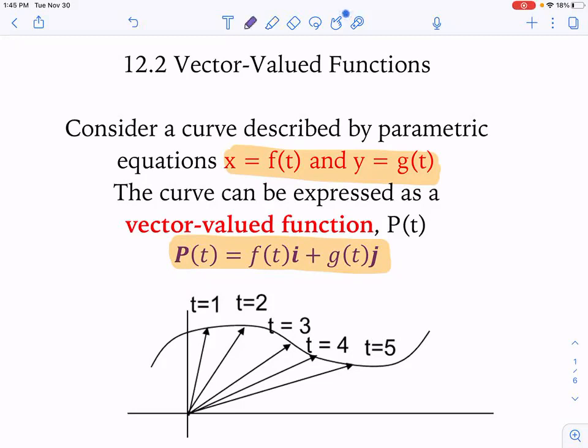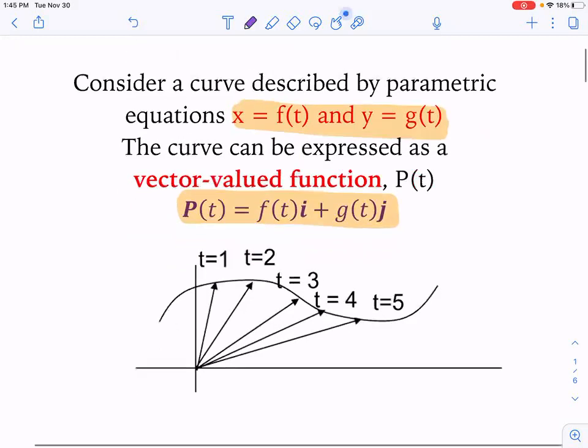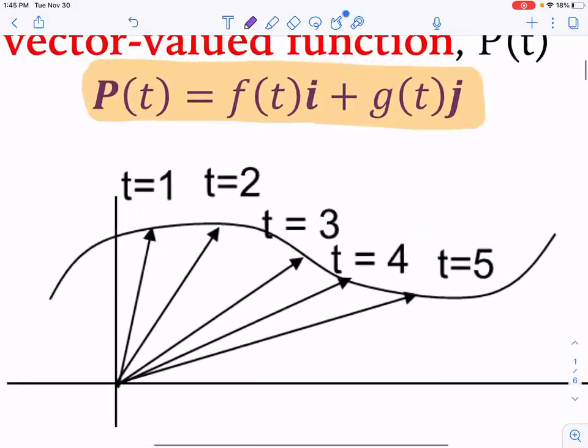Okay. So let's talk about this whole vector valued function business. Basically what's going to happen is we're going to put in like t equals 1, and that's going to give us this vector right here. That gives us a coordinate on our curve. Then we plug in 2 to our vector valued function. That's going to give us a vector that points to a coordinate at t equals 2. So these vectors are basically tracing out our curve for us. Does that make sense?